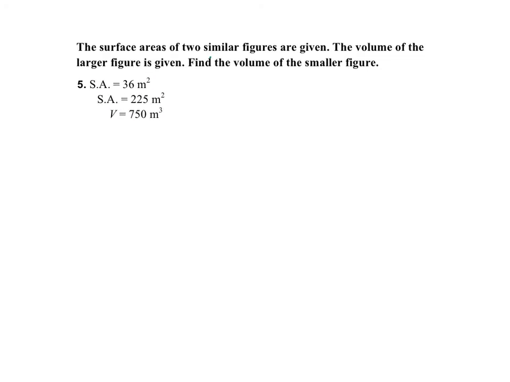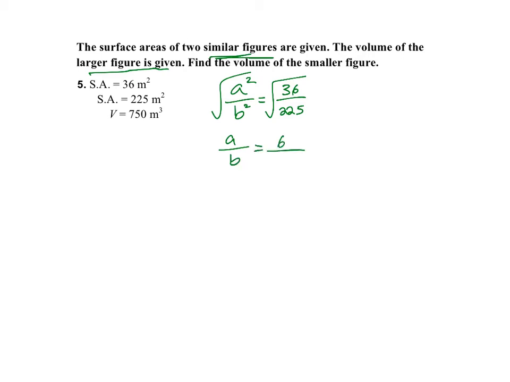The surface areas of two similar figures are given. The volume of the largest figure is given. Find the volume of the smaller figure. My first step is to find my scale factor. So I have A squared over B squared equals 36 over 225. Now I'm going to take the square root on both sides. So A over B equals 6 over 15. Now I can simplify it by 3. So my scale factor is 2 over 5.